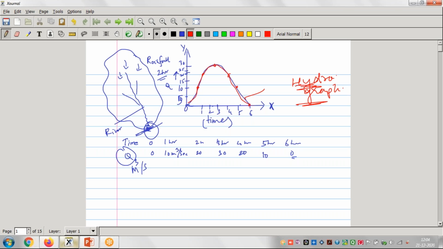Now up to here it was clear, right? I have just repeated it. Is this okay? Yes or no? Mira, Nadia, Salim, Zaid, is this okay? This we call a hydrograph, right?